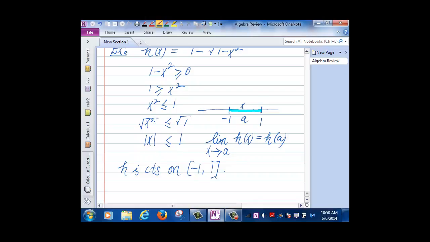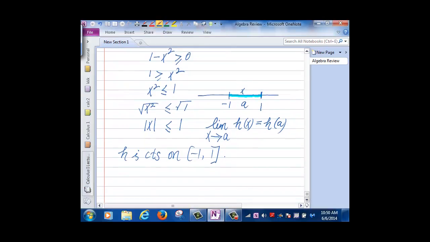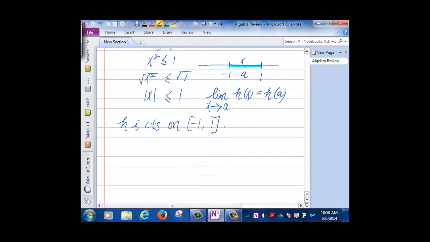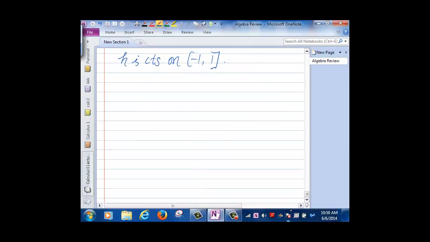So anytime you have a root function, the function is continuous on its domain. Does that make sense? If I give you a root function and ask you to determine where the function is continuous, you simply say that it's continuous on the domain. So you have to find out what the domain is. Is everybody okay with that? Here is a theorem.